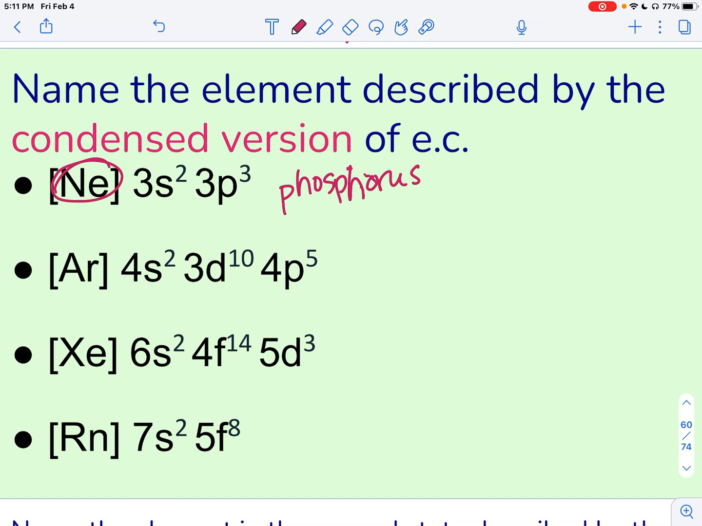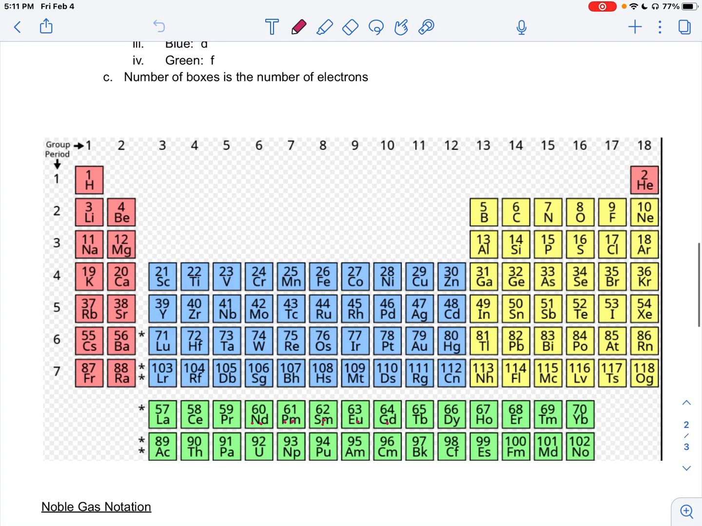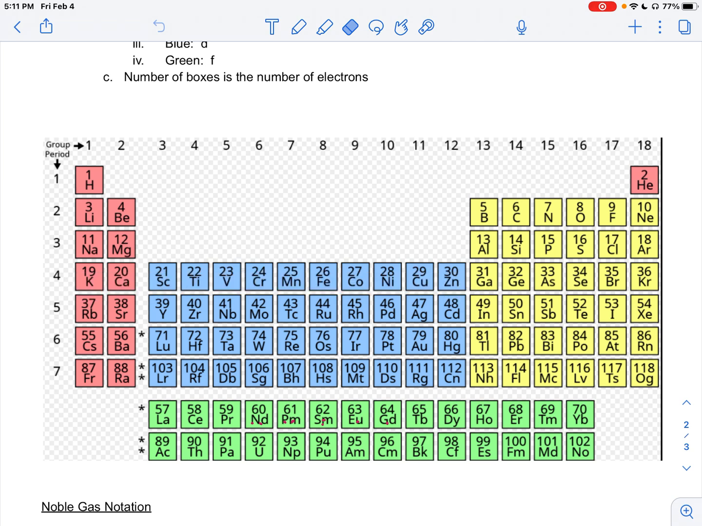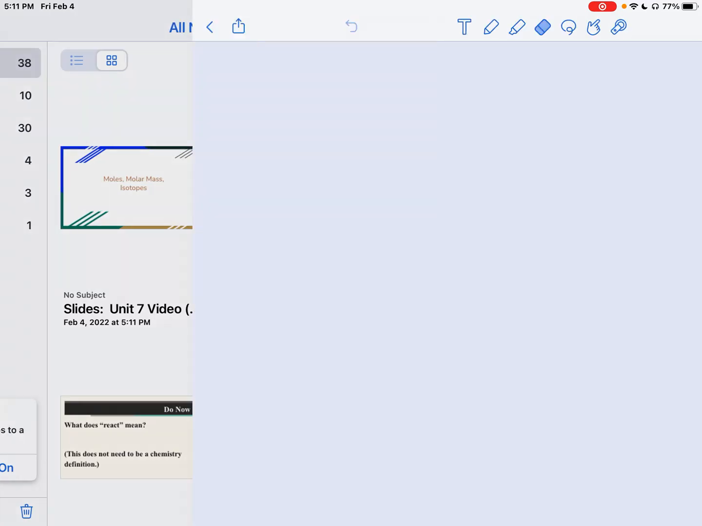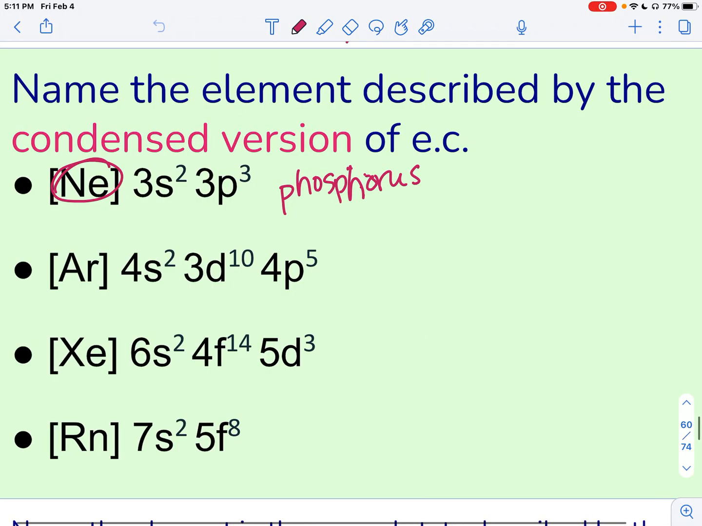So here, if you wanted to look up 4p5, go on your periodic table, and this is a little different from yours because it's color-coded for that. And you go to the 4th period, the P block, and go 5 boxes over. That's bromine. So the answer is bromine.